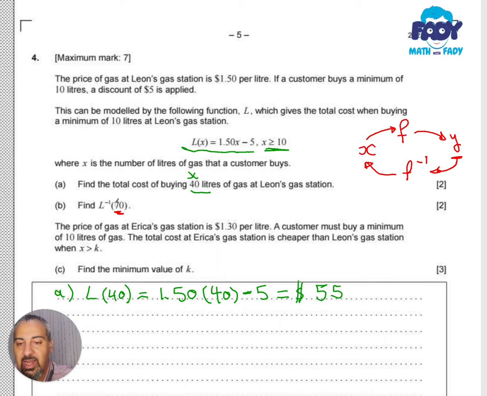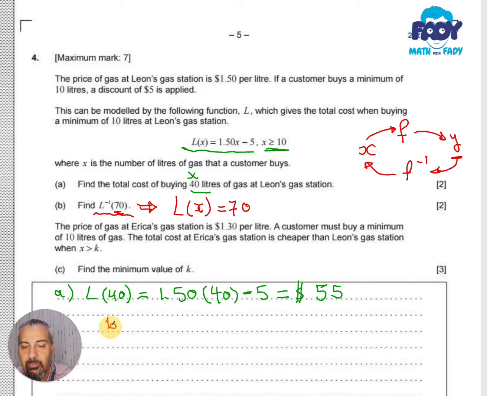So L minus 1 of 70, this means we need to find x such that L of x equals 70. So here we will use the original function. There is no need to find the inverse. You may find the inverse, but there is no need. What we need is to use the original function equal to 70. This is the meaning of L minus 1 of 70.